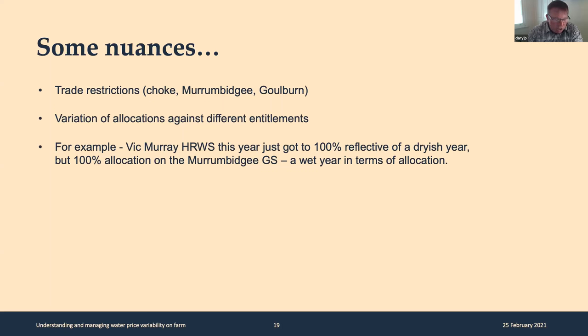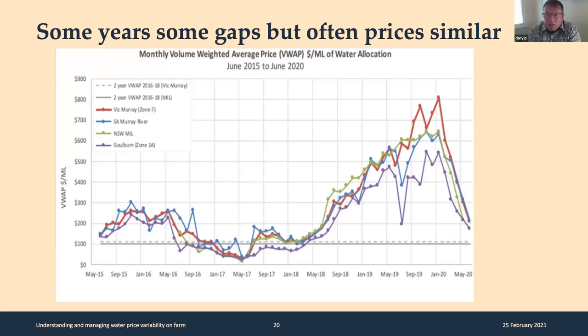Vic Murray high reliability water share only just clicked over to 100% allocation not that long ago. To hit 100% of high reliability water share this late in the season is actually reflective of a reasonably dry situation. Whereas we had 100% allocation on the Murrumbidgee general security, which is more reflective of, as good as it gets, so to speak. So there are some of those nuances, and we can see some divergence between a couple of the main trading zones more so today than we have in the past. And that's part of what we have to understand.